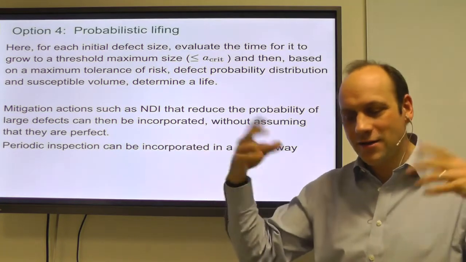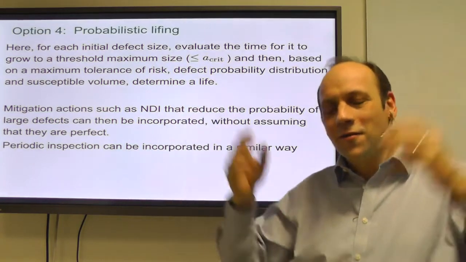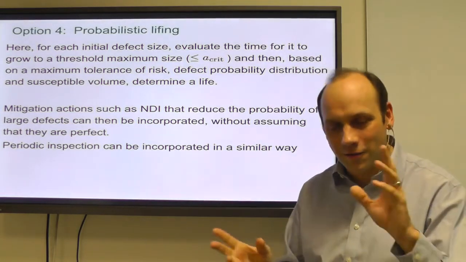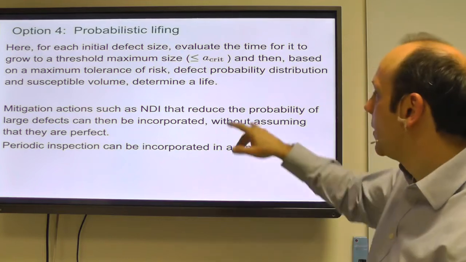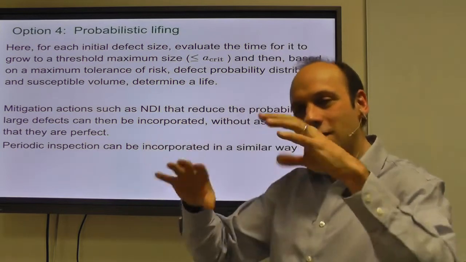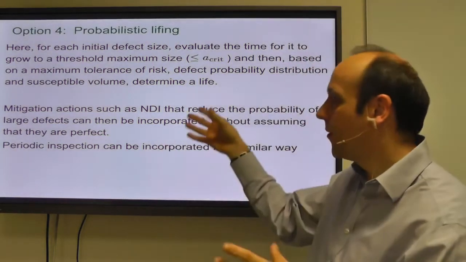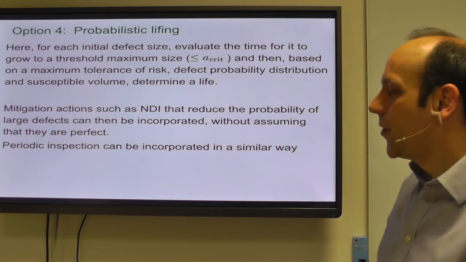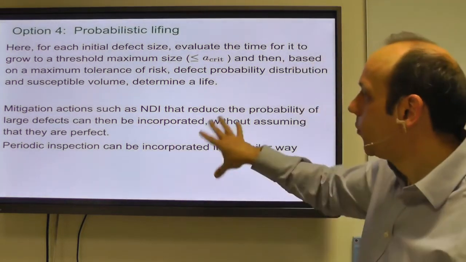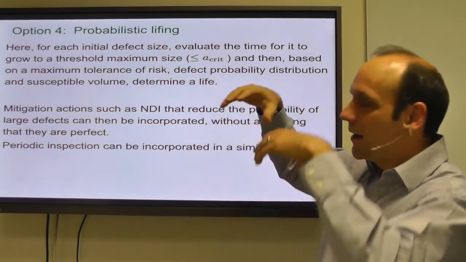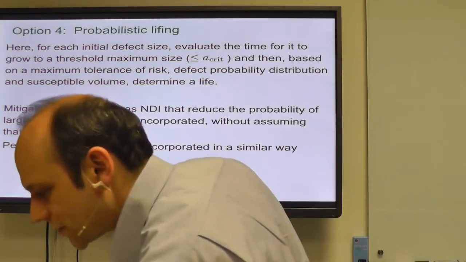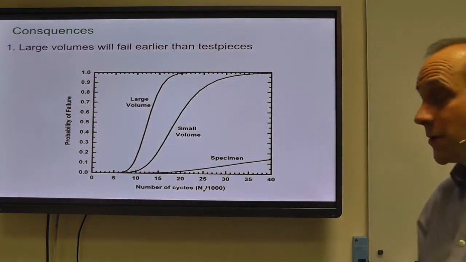But we could then have a, say, for NDI, a 95% chance of finding a crack of bigger than a given size, but maybe it didn't work that day or something. And we can then reduce the probability of large defects. We can change the probability distribution based upon our inspection regime. And we can do that without assuming that non-destructive inspection is perfect. And we can incorporate periodic inspection in a similar way and get an overall philosophy for lifing. Obviously, it's going to be complicated. But there are some consequences of that.